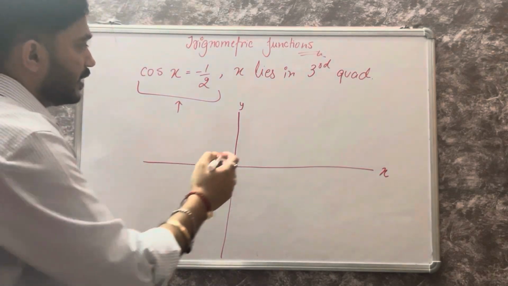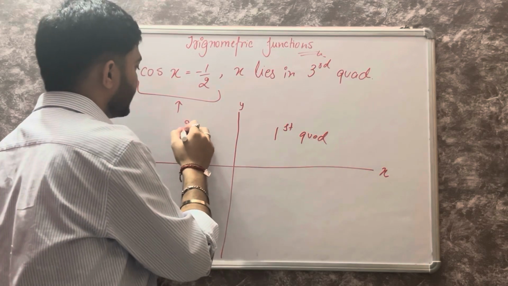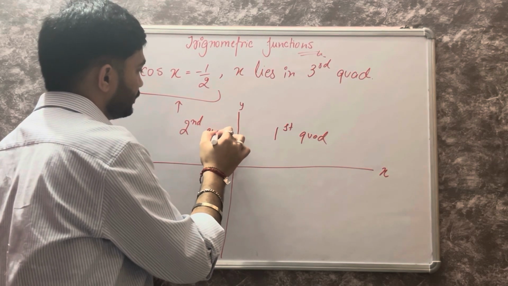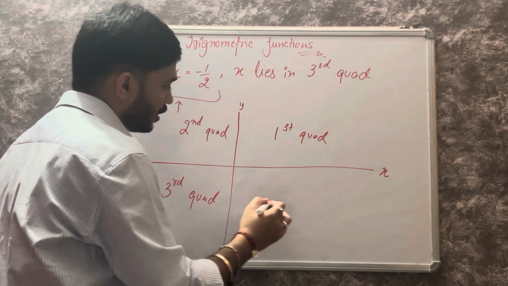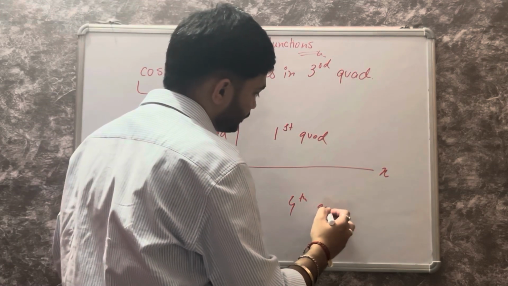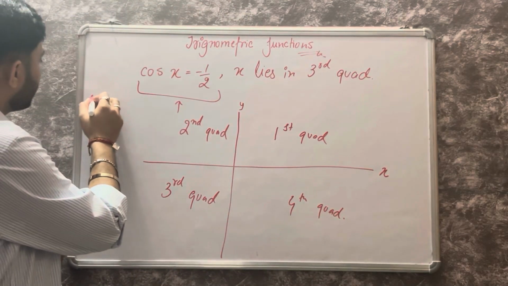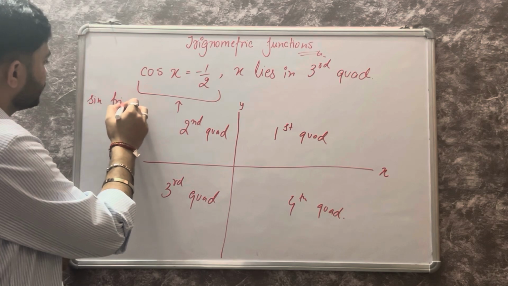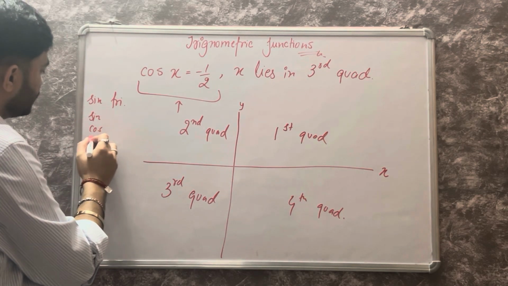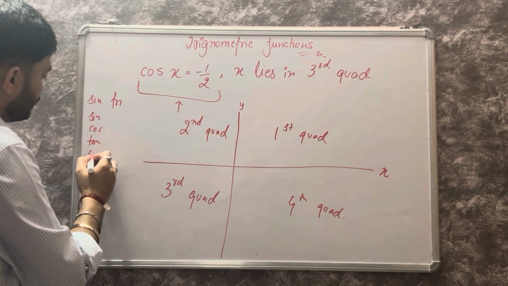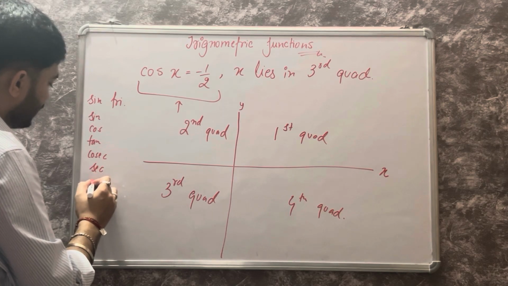It has four quadrants, that is first quadrant, second quadrant, third quadrant, and fourth quadrant. Since we know that we have a total of 6 trigonometric functions. What are these? Sine, cos, tan, cosec, sec, and cot.